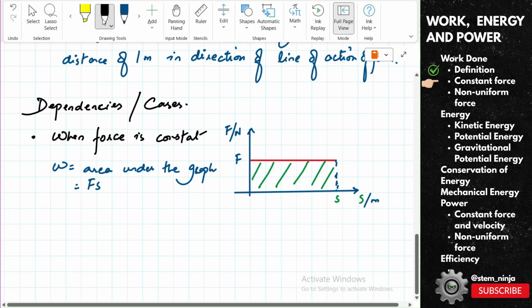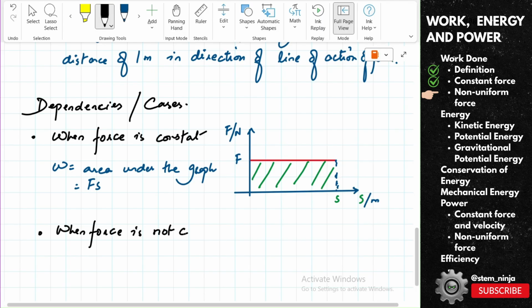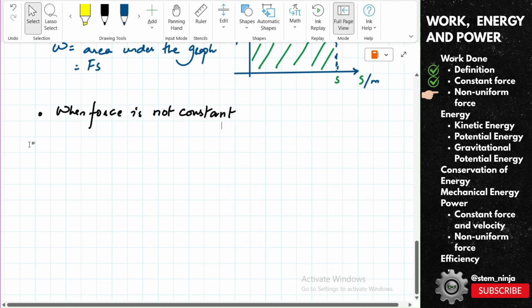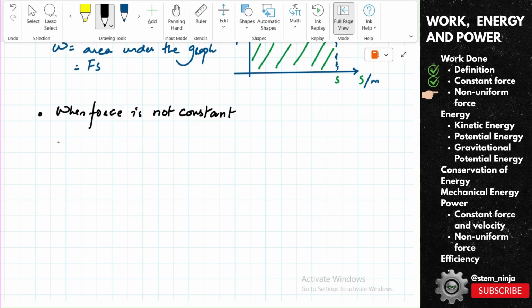However, when force is not constant, again, you can have different cases. If it is, for example, increasing linearly, let's say you have a linear relationship.